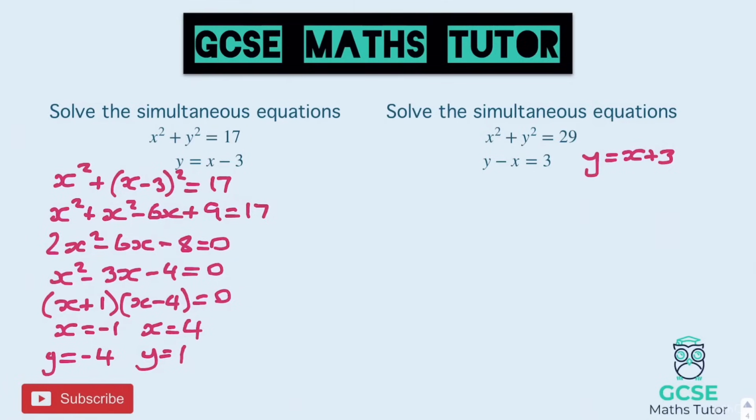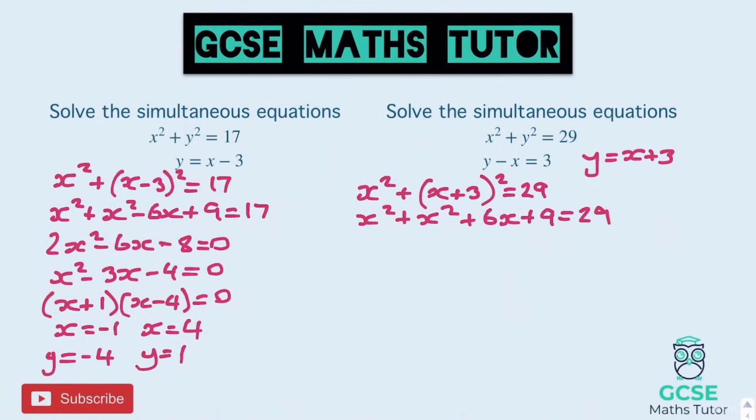So replacing the y again, we get x squared plus x plus 3 squared equals 29. There we go. Right, expanding that all out, we get x squared plus 2 lots of 3x, so 6x plus 9 equals 29. Let's add those x squared terms together, so 2x squared plus 6x, take away 29 from 9 gives us minus 20, and that equals 0. Again, let's simplify it, so divide everything by 2, we'll get x squared plus 3x minus 10 equals 0.